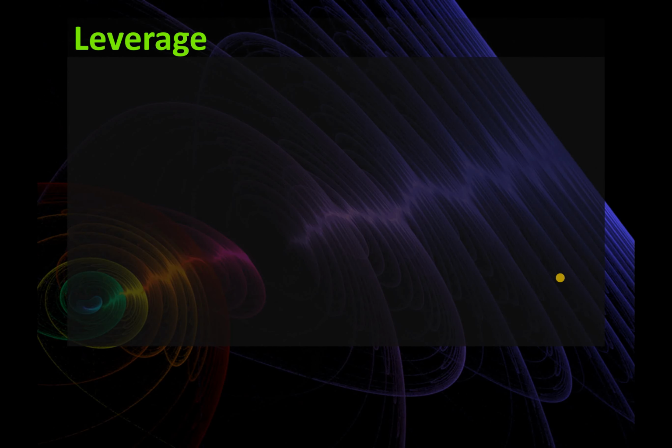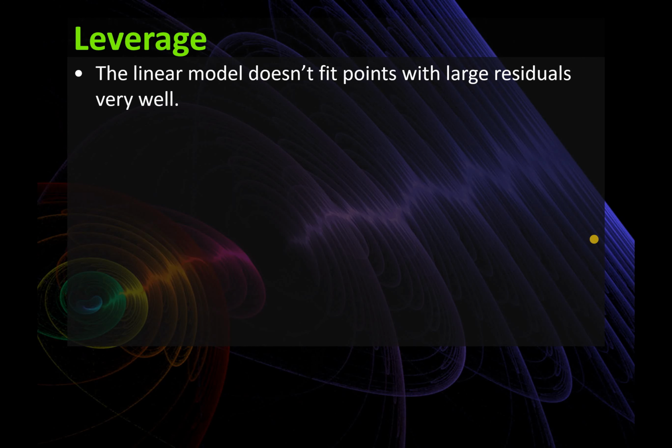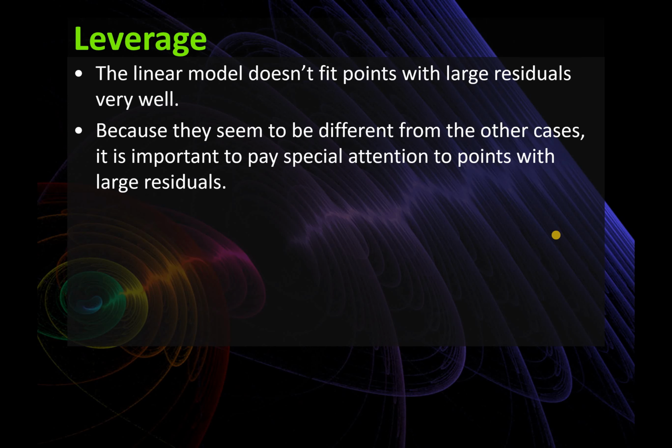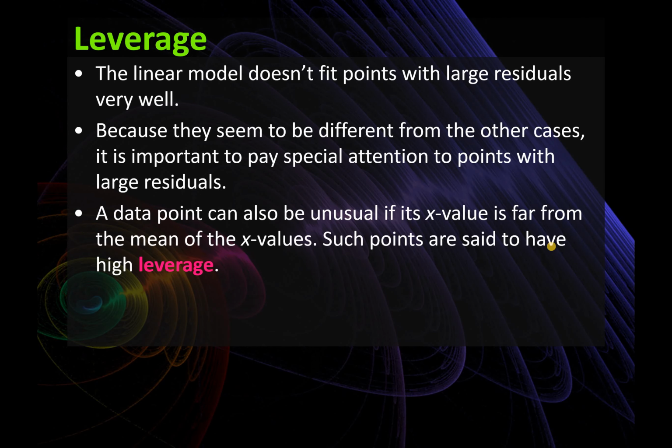Okay, leverage. No, I'm not talking about the TV show that runs on TNT, but it's kind of the same idea. A linear model itself will have a poor fit, will have a low correlation coefficient, a low R, with large residuals. But it is important to pay attention to points that have large residuals. That point might actually have what's called leverage.